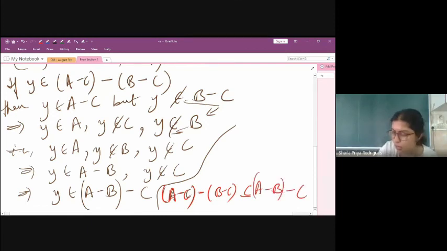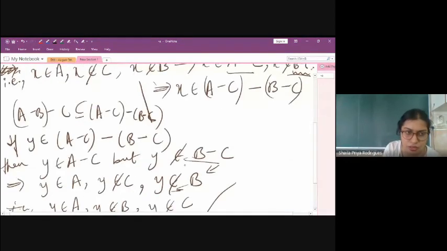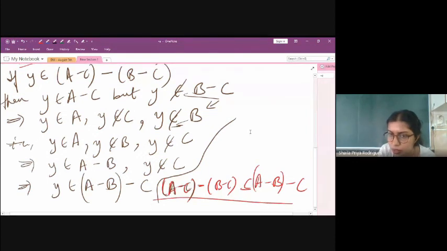So we proved both inclusions. In the first part of the proof, we showed that the first set is a subset of the second set. In this part of the proof, we showed that the second set is a subset of the first set as well. So these two sets are equal. In the end, please write, thus the first set is equal to the second set. Okay, I'll not write it. Please fill in for me.